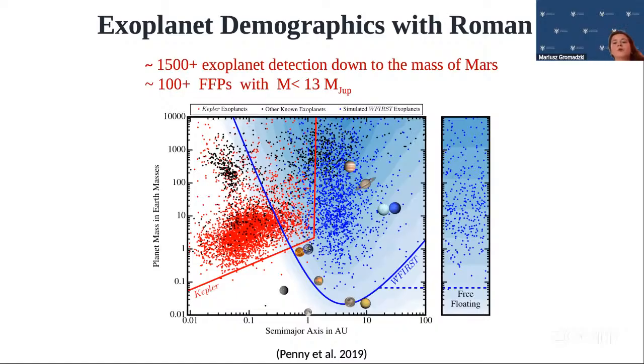Of course, it will go to lower mass limits because it will be able to detect fainter events that we are not able to detect from the ground. And it will also observe about 100 or maybe more free-floating planets, hopefully with very low Jupiter masses.